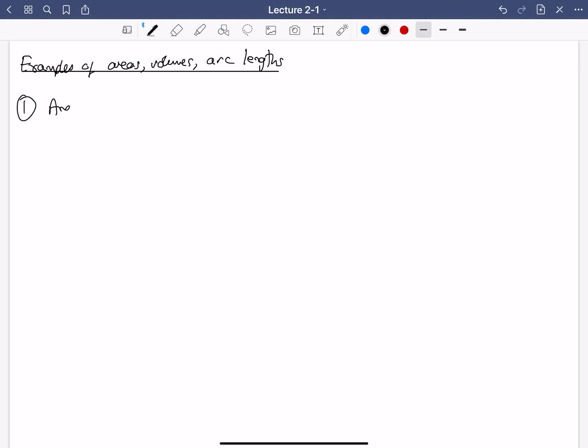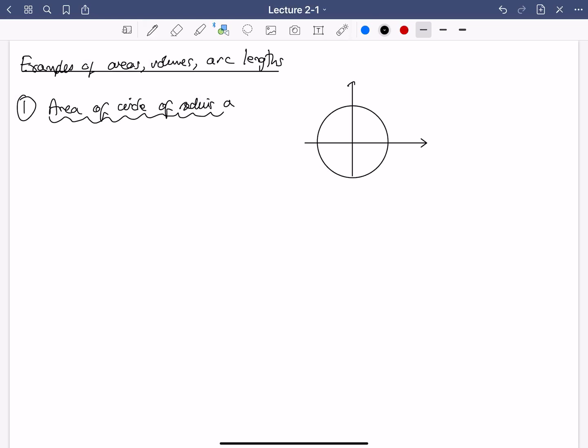So the first example we should start with, it's maybe the most basic one. We should calculate the area of a circle of radius a. So let me draw a circle. Here we go. So those are my axes. I want a circle of radius a. That's not such a bad, oh, that's a very good circle now. So we're out here at a. So the graph of this circle is x squared plus y squared equals a squared.